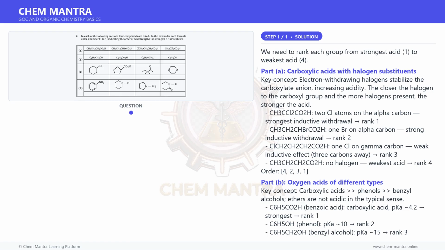N-methylpyrrolidine has no NH, so it cannot act as a proton donor. 2-piperidinone, lactam, NH adjacent to C=O, lone pair delocalized, NH most acidic, rank 1. Aniline, ArNH2, resonance delocalization into ring makes NH more acidic than aliphatic amines, rank 2. Piperidine, aliphatic secondary amine, pKa of conjugate acid 11, NH pKa 35, rank 3. N-methylpyrrolidine, tertiary amine, no NH, cannot donate a proton, weakest acid, rank 4. Order 2, 3, 4, 1.